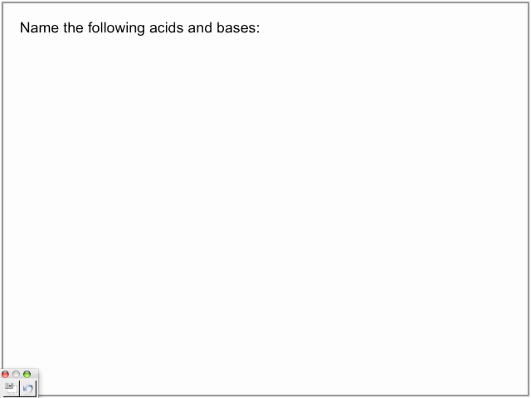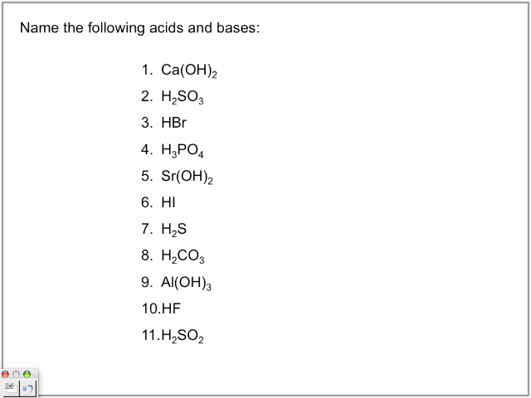We're going to name the following acids and bases. So, get a chance to copy this out. Great. If not, don't worry about it. So let's take these up. So we have a Ca and an OH. So right away we know this one is calcium hydroxide.